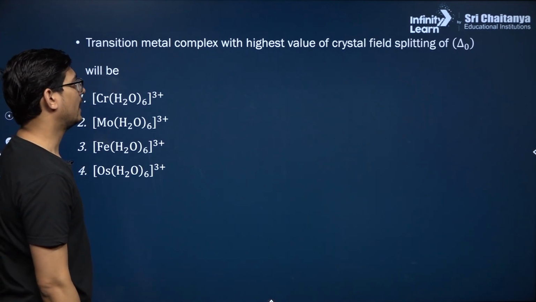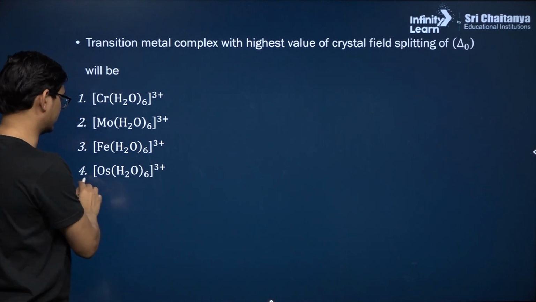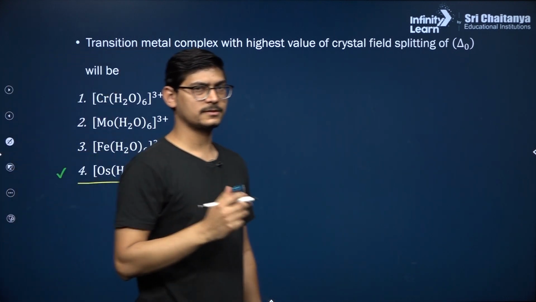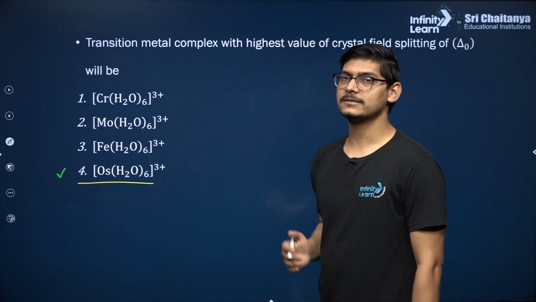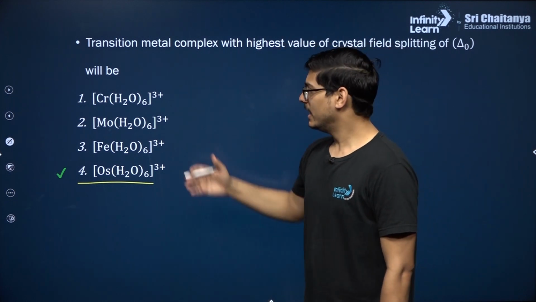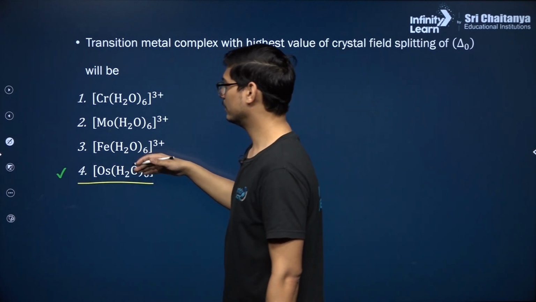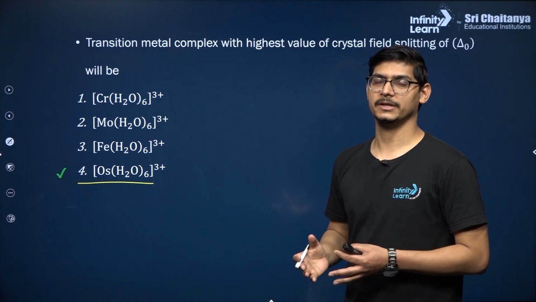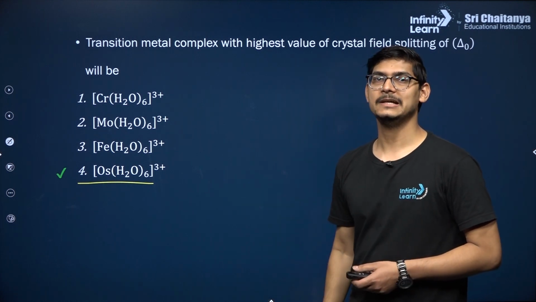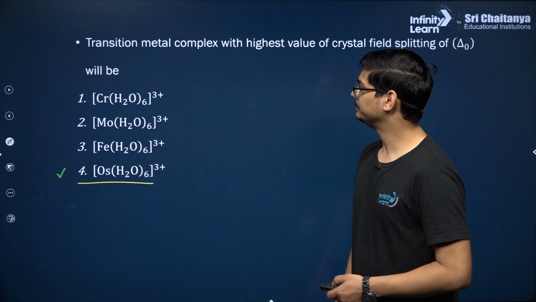The transition metal complex with the highest value of crystal field splitting energy is this. So you should remember, guys, crystal field splitting energy in general increases across the series and it increases down the group in the d block, because as we move down the group, the d orbitals are projected more outwards, so there are stronger repulsions, which leads to greater crystal field splitting energy.